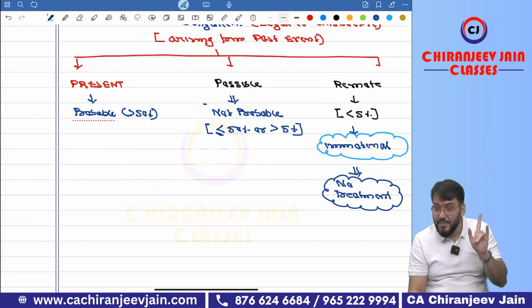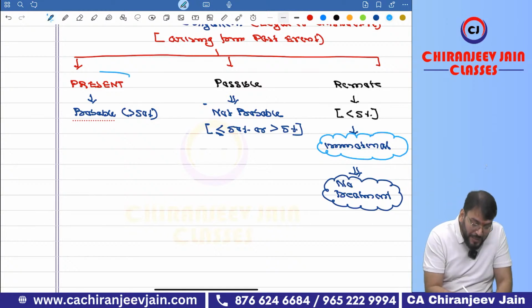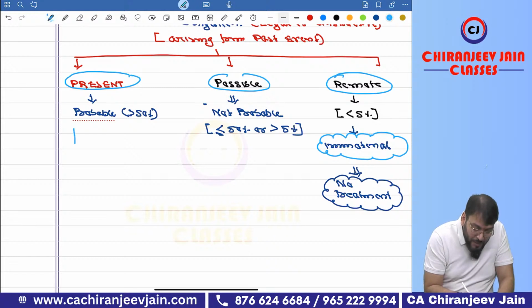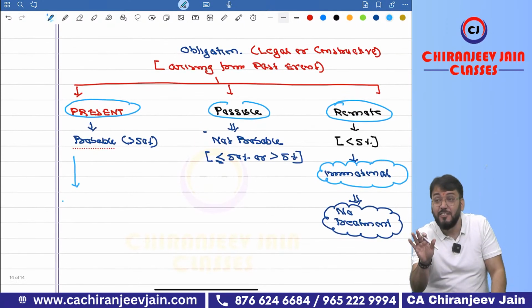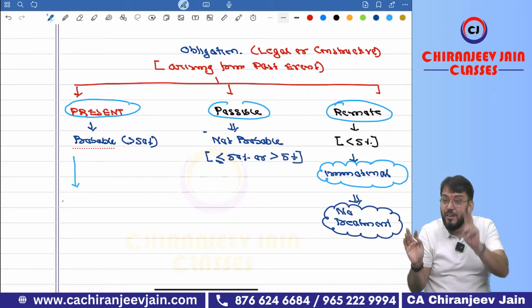Okay, sir. Yes, sir. Correct. Now, it means you have understood present obligation, possible obligation, and remote obligation. When I am saying present obligation arising from past event, it does not mean it is a provision. There are two more conditions.